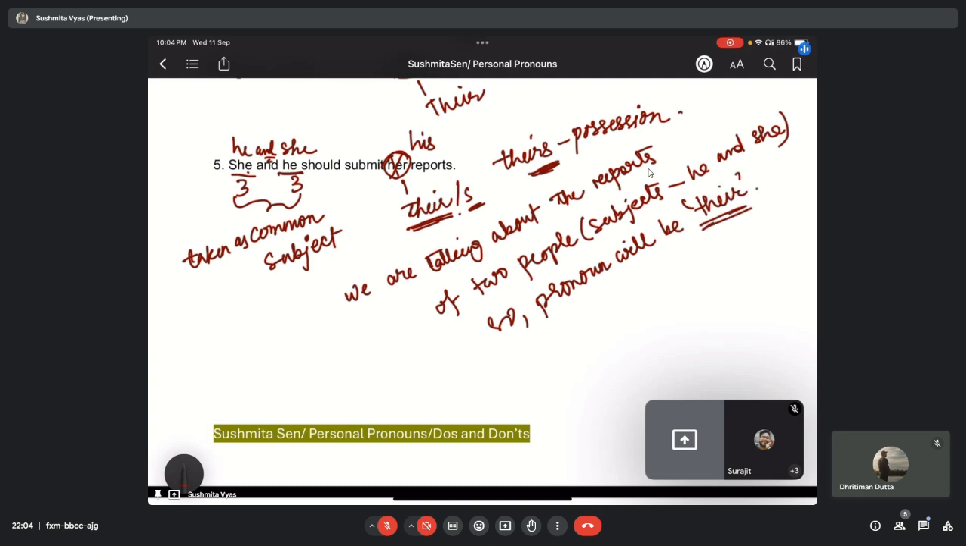Okay. I mean, don't think about the rules in this particular example. If you come across a common English statement, she and he should submit his reports, you will know now this is wrong because here too we are talking about two people. So why are we only talking about the report of his? Why not her? So when we are talking about both his and her, we will use their now. Did you get it?